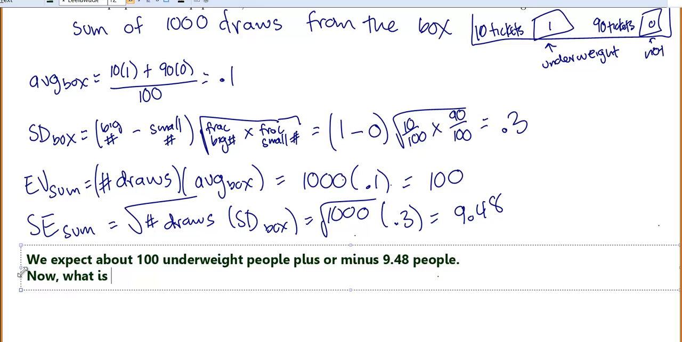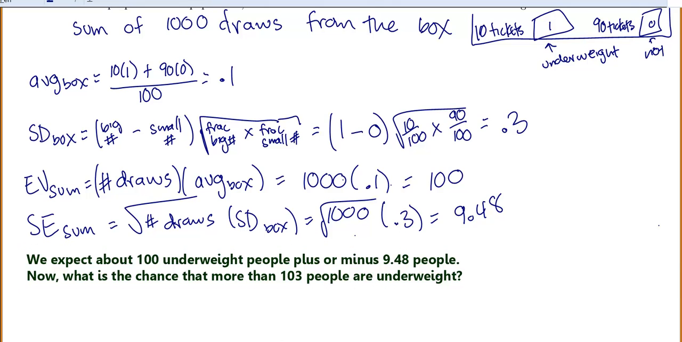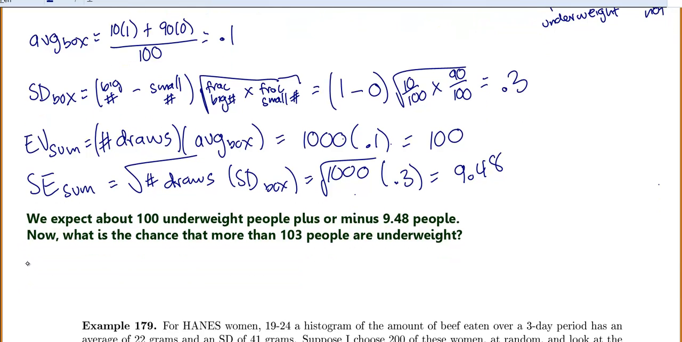Now, what is the chance that more than 103 people are underweight? So we said we expect about 100. What's the chance that it's more than 103? To find the chance, we have to use the normal curve. To use the normal curve, you need to know what z is. So z is your sum minus the expected value of the sum divided by the standard error of the sum.